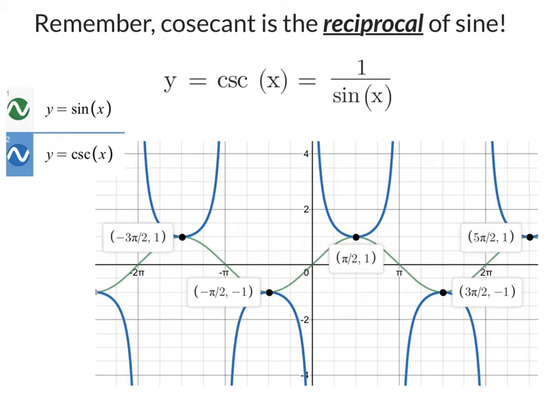There are 2 places on the unit circle, technically 3, where sine is 0: at 0, at pi, and at 2 pi, which is the same as 0. But that's going to repeat every pi. So there's going to be an asymptote for cosecant at every pi: at 0, at pi, at 2 pi, at negative pi, negative 2 pi, etc., on forever and ever.